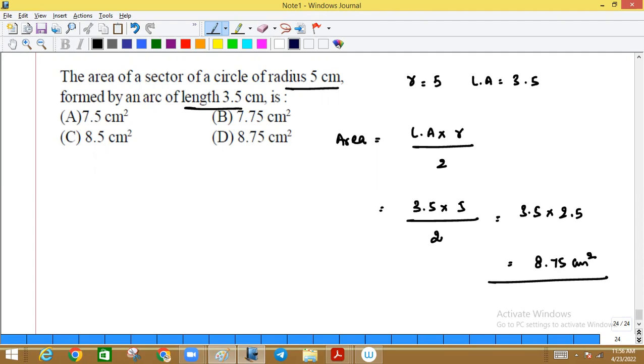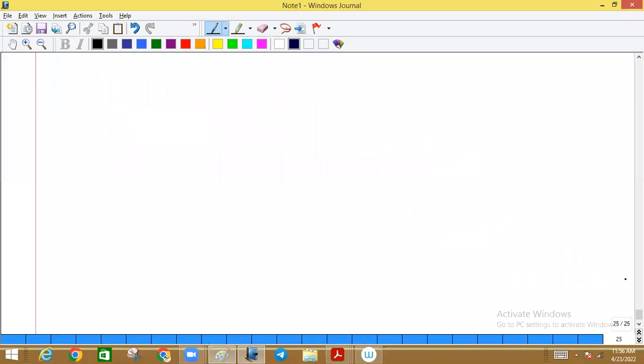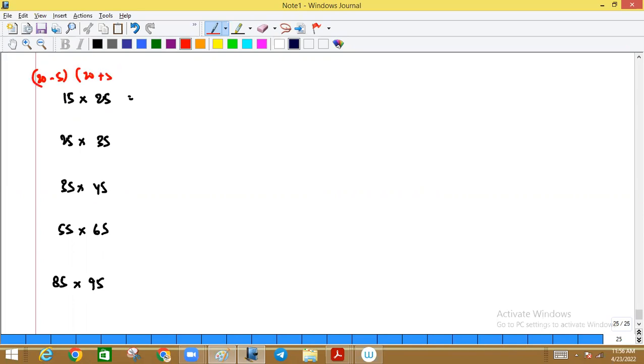Same, I'm using the formula, okay? Length of arc into radius by 2. When you are multiplying two numbers which especially end with 5, whose difference is 10, like 15 into 25, 25 into 35, 35 into 45, 55 into 65, 85 into 95, suppose. Concentrate on the number between them. What is the number between 15 and 25? Middle number? 20. So can I write it as 20 minus 5 and 20 plus 5? What is 20 square? 400 minus 25. What is 400 minus 25? 375.